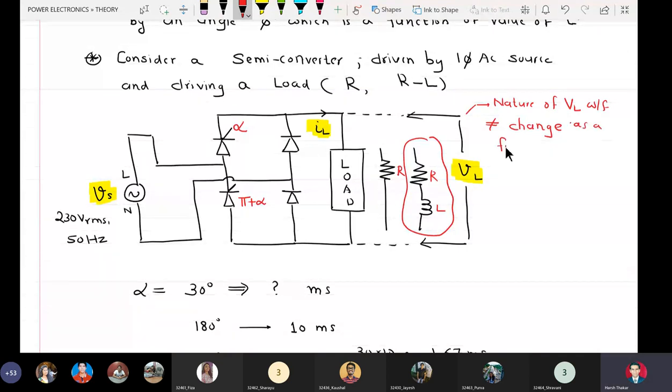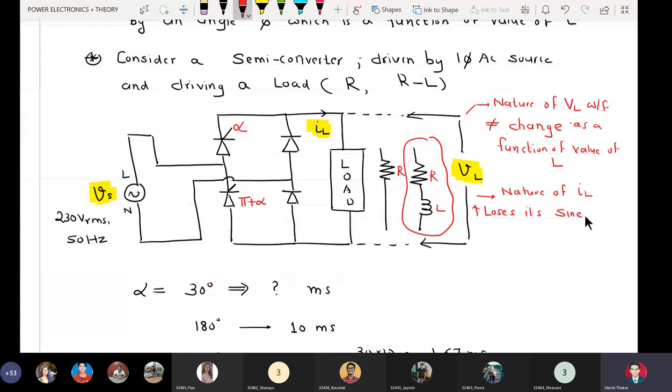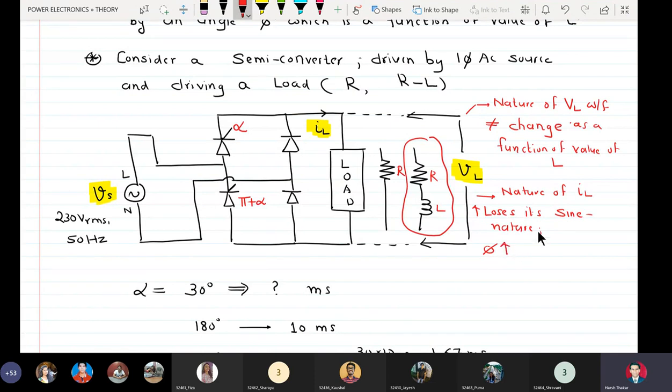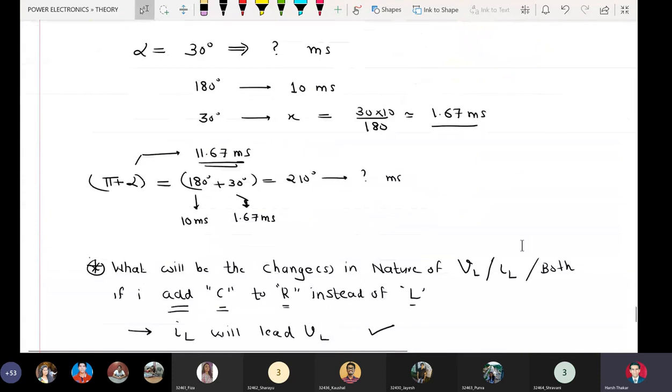The nature of the VL waveform does not change as a function of the value of L, but we saw that the nature of IL increasingly loses its sine nature, and the value of phi goes on increasing. These are our observations about the natures of VL and IL changing.